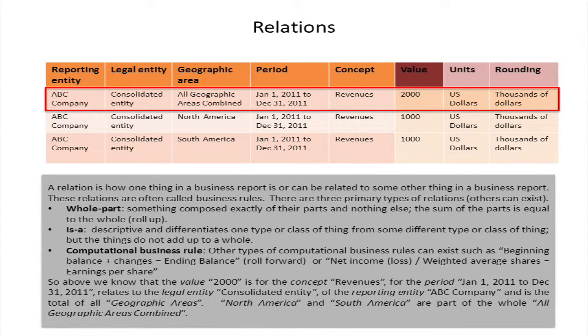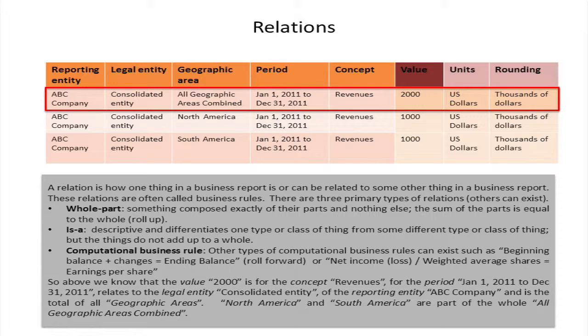So relations, we're starting to get into a little bit more complicated terminology. A relation is how one thing in a business report is or can be related to some other thing in the business report. I'll just give you an overview here. These relations are often called business rules. There are 3 primary types of relations. There can be others, but there are 3 primary types.